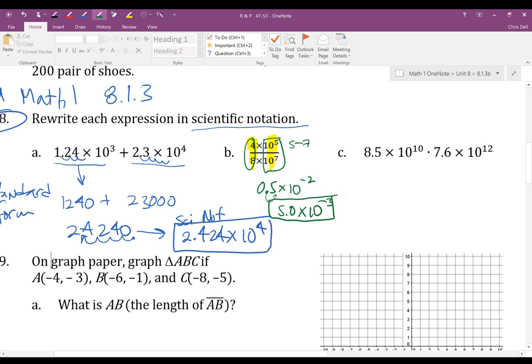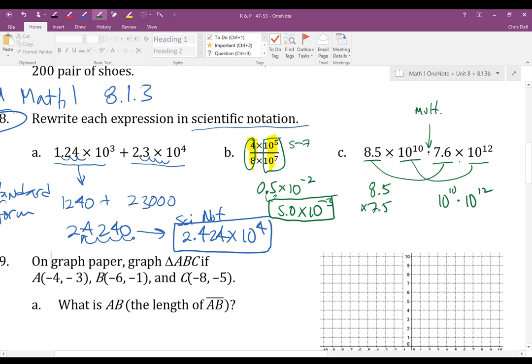Last one is C. C is asking us to multiply. Just like you can divide scientific notation, you can multiply scientific notation. So remember, it's really just this number, then times 10 to the 10th, then times that number, then times that. So it's multiplication straight across. So I'm going to multiply out of order. Multiply those two numbers first, right? And then I'm going to multiply those two numbers. So 10 to the 10th times 10 to the 12th.